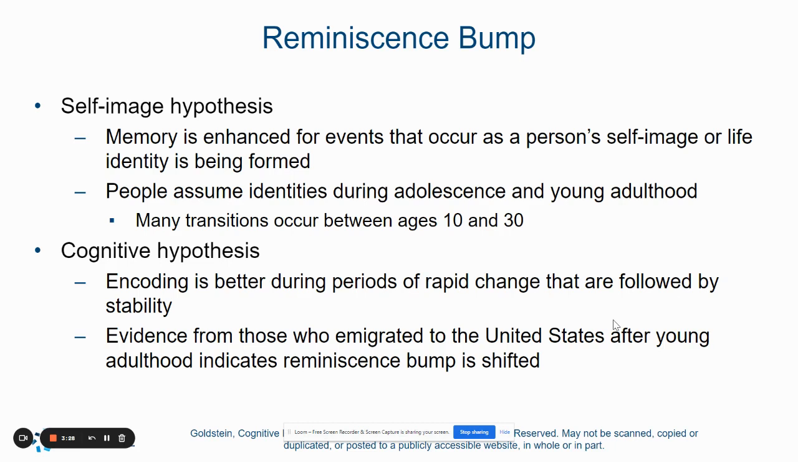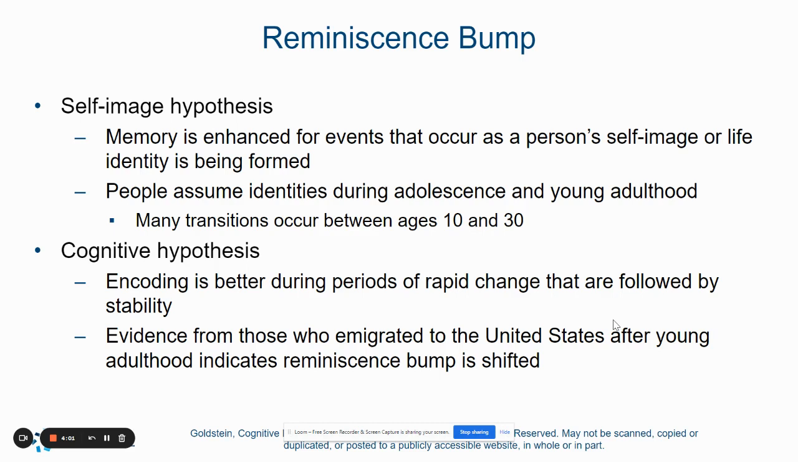When it comes to our self image hypothesis, our memory is enhanced for events that occur as a person's self image or life identity is formed, like in the early 20s and the teen years. People assume identities during adolescence and young adulthood. That's how you're becoming who you are. There could also be rapid changes in who you are because as children develop, of course, when you're younger and in high school, your development might be based on more of who's around you. And then in adulthood, you might sort of come into your own.